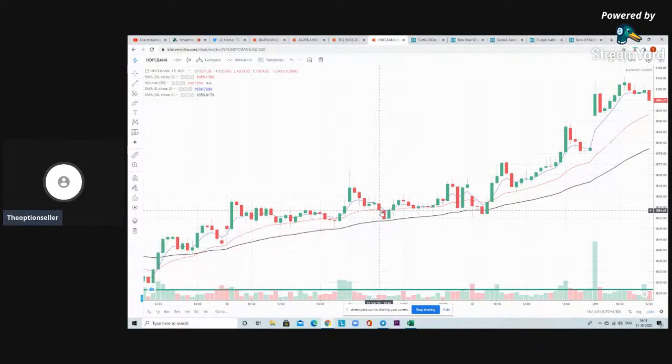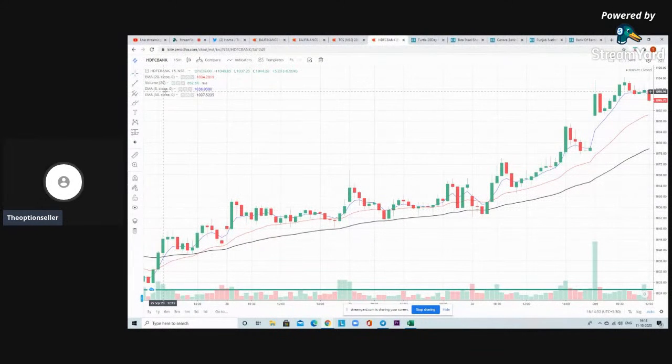After going below 20 EMA, I wait for the stock to come back above 20 EMA. And the only condition which has to be met is that your blue line should be above the red line, and your red line should be above the black line. If that is not happening, there is no signal.